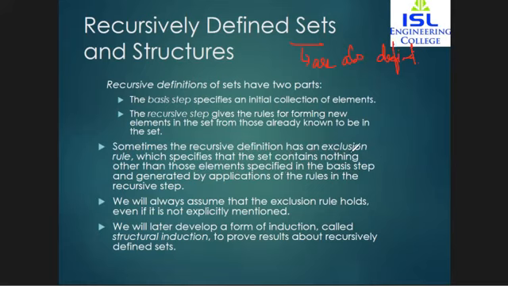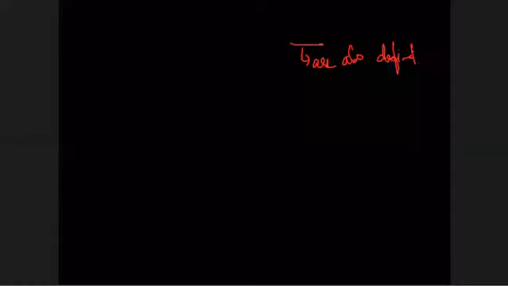Basically, the exclusion rule specifies which elements are to be excluded, and that only the elements obtained from the recursive step are to be included. But we will always assume that the exclusion rule holds even if it is not particularly mentioned. We will also later develop a form of induction called structural induction to prove results about recursively defined sets. So let's see an example of recursively defined sets.